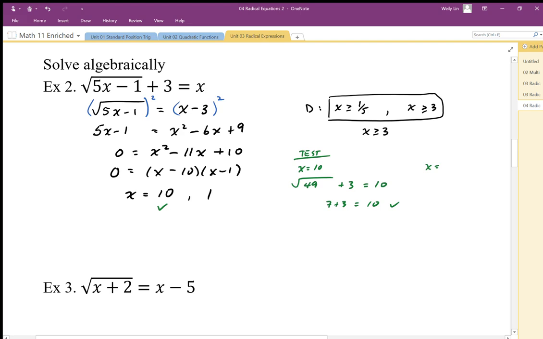We're going to test x equals 1, plug it in. We end up with the square root of 5 minus 1, which is 4, plus 3 equals 1. So we end up with 2 plus 3 equals 1. That's not true. That's extraneous. So we're going to say that that's an extraneous solution. And we always have to check for extraneous solutions.